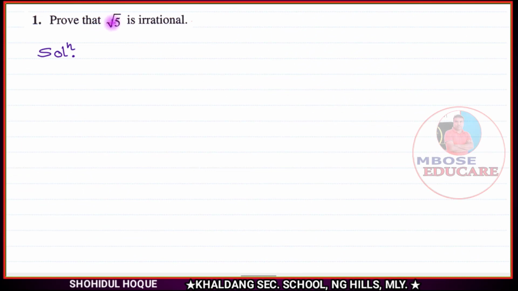This is question number 1. The question is prove that root 5 is irrational. To prove root 5 is irrational, we have to assume that root 5 is rational first. Alright. So we shall write, let us assume that root 5 is a rational number.